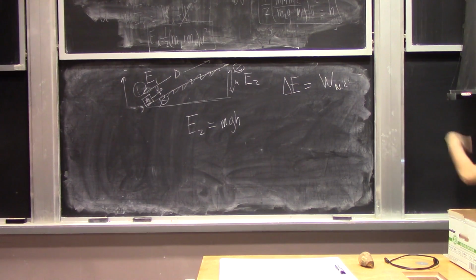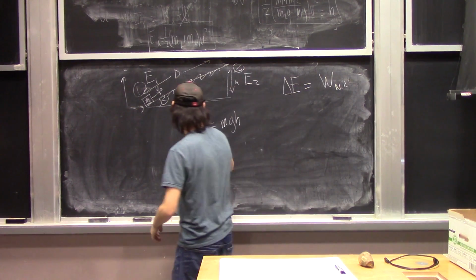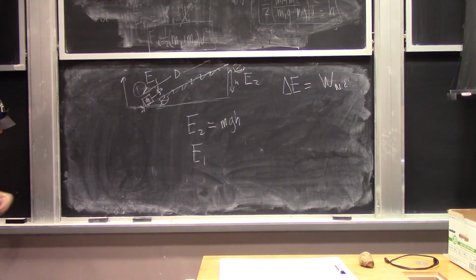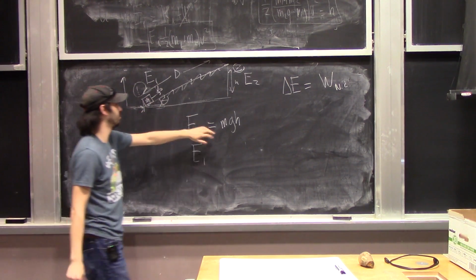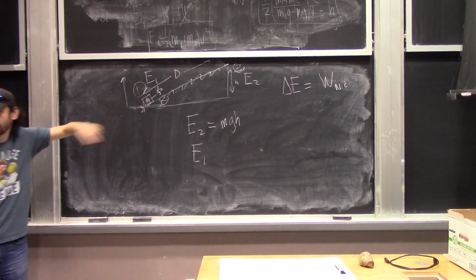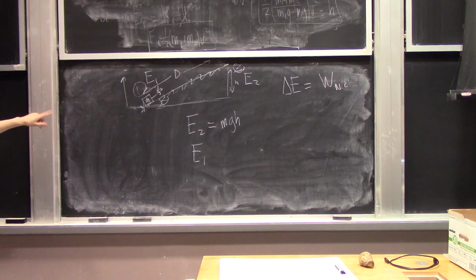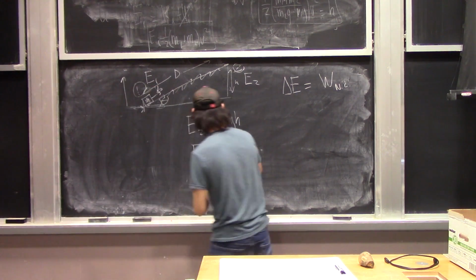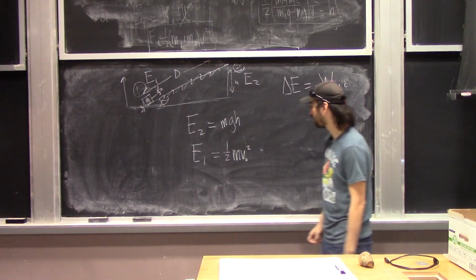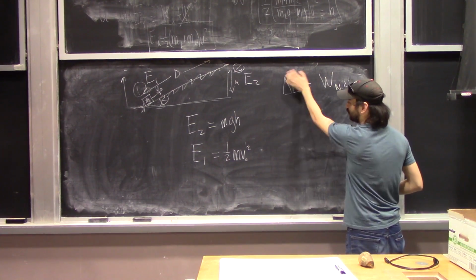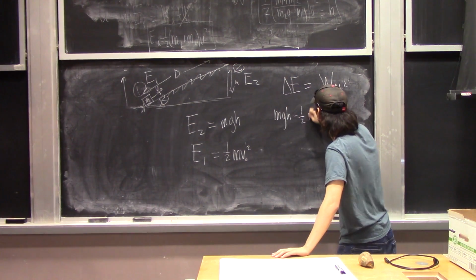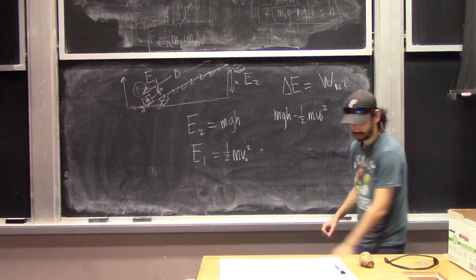Now E1 is straightforward as well, because if I'm defining my origin here, which is what I indirectly did when I said E2 was mgh, then the gravitational potential energy at the bottom is 0, and there's only kinetic energy at the bottom. So E1 is equal to 1/2 m v0 squared. We've already gotten this left-hand side. This is just going to be mgh minus 1/2 m v0 squared.